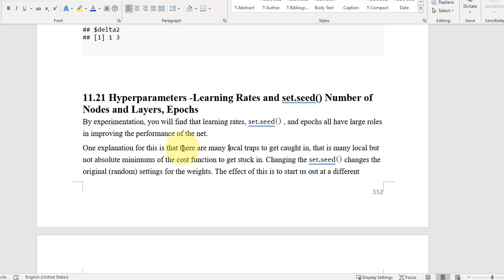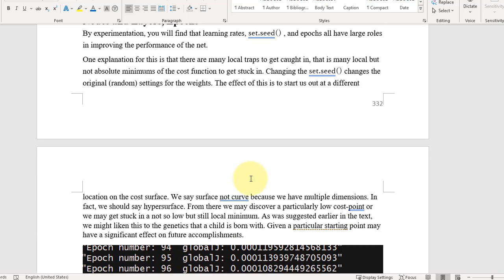So we can say that one explanation for this is that there are many local traps to get caught in. That is, many local but not absolute minimums of the cost function to get stuck in. Changing the set seed changes the original random settings for the weights. The effect of this is to start us out at a different location on the cost curve. We say surface, not curve, because we have multiple dimensions. In fact, we could say hypersurface.